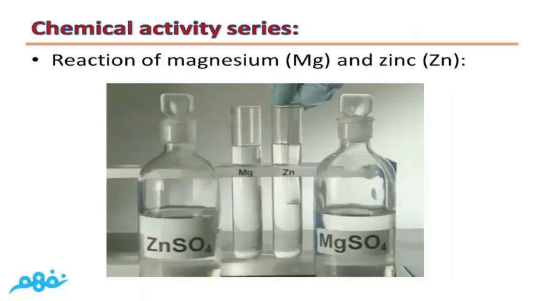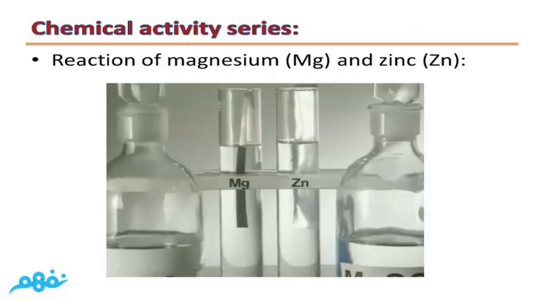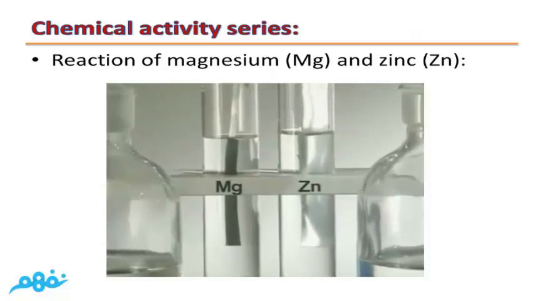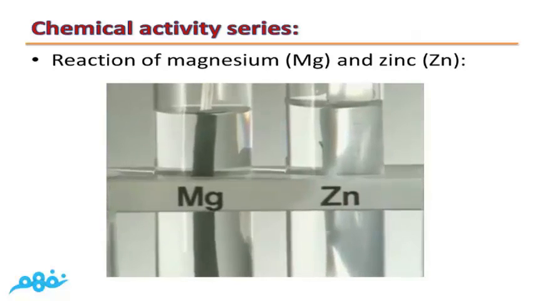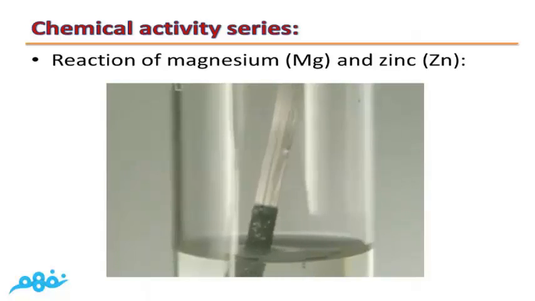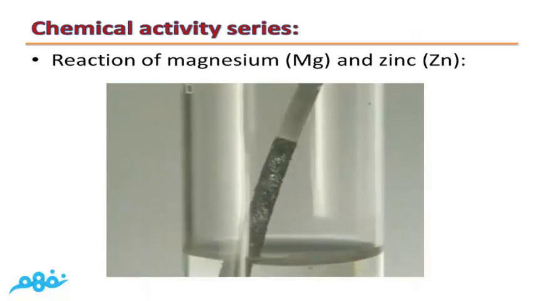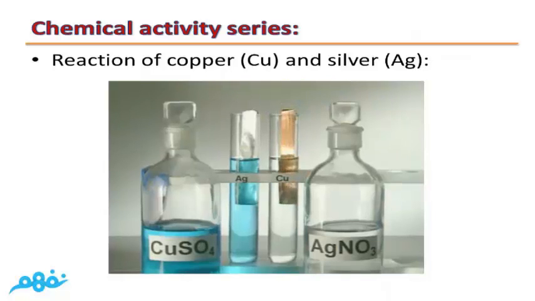Here you can see the reaction between magnesium and zinc sulfate, and also between zinc and magnesium sulfate. This is only to show the difference in their activities. This is to show the activity of copper and silver. As you can see, there is no reaction at all.